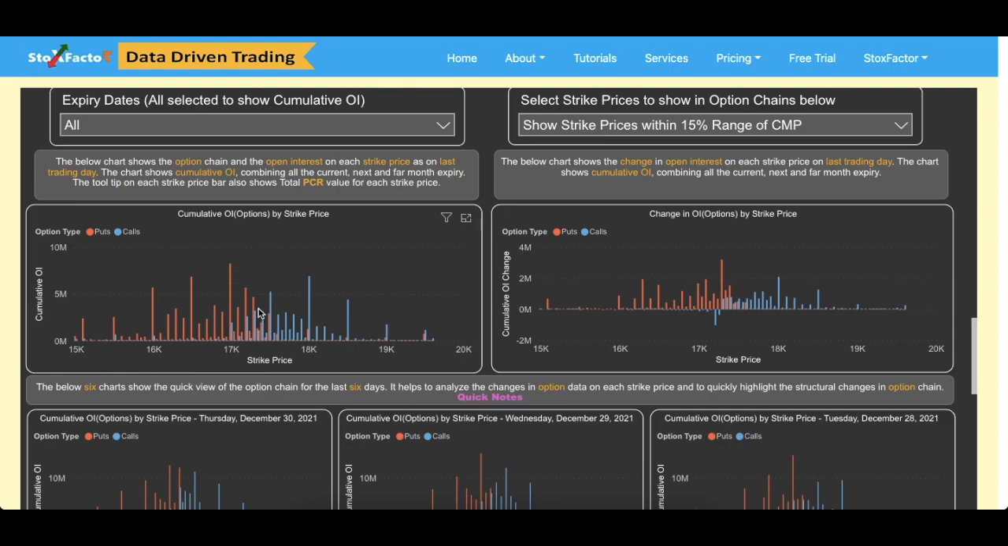Similarly, on the higher side, there are two resistance levels. The first resistance level is 17,500 because we can see almost double the calls as compared to puts, and obviously the major resistance is at 18,000. So the resistance range is higher. We can see first immediate resistance coming at 17,500. So this is a broader high level support and resistance level for the Nifty for the next week, right?